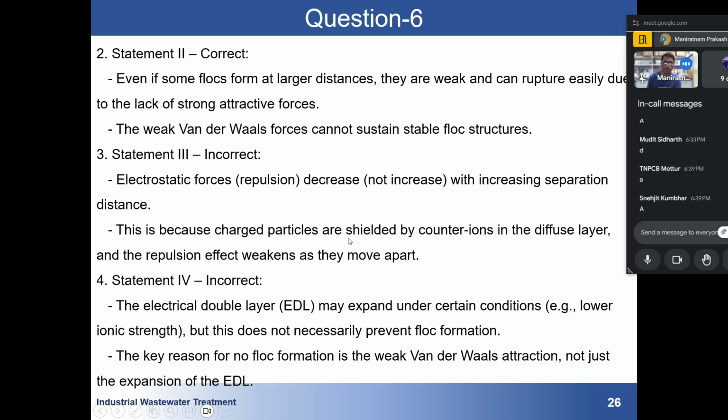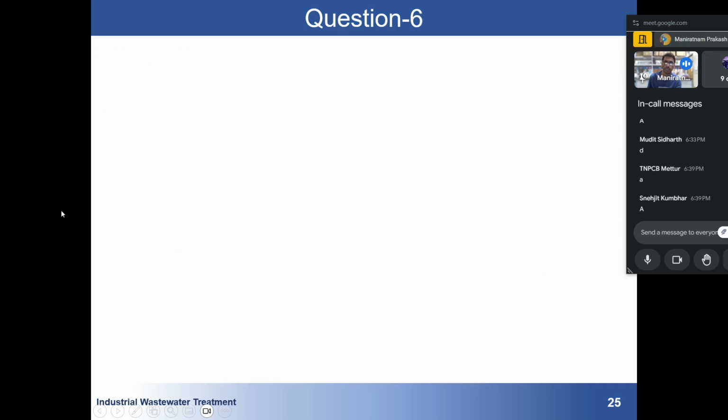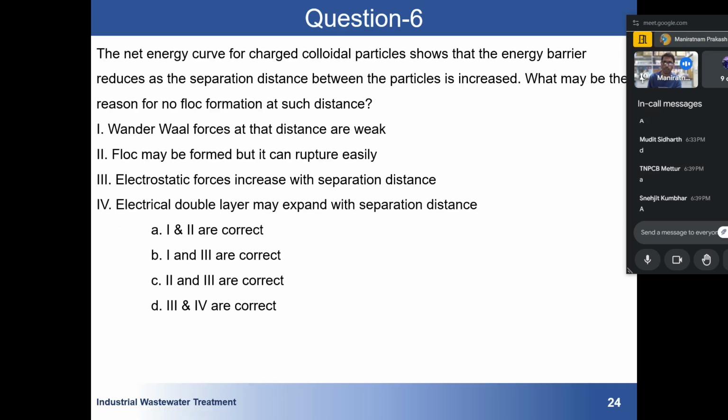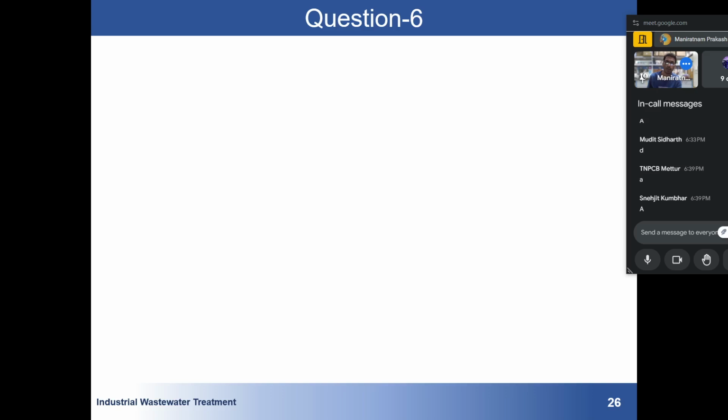This is because charged particles are shielded by counter ions in the diffuse layer, and the repulsion effect weakens as they move apart. Then the fourth statement: EDL may expand under certain conditions, but this does not necessarily prevent formation. The key reason for no floc formation is weak van der Waals force, not just expansion of EDL. So the first two options are correct. That's why the answer was A, 1 and 2 are correct. I hope this is clear to you.